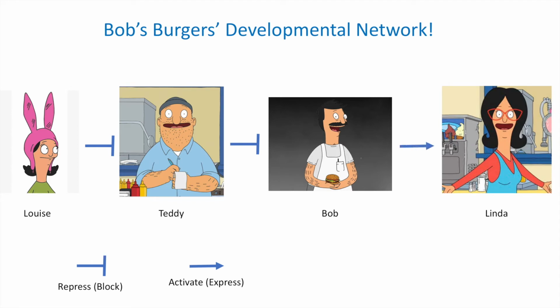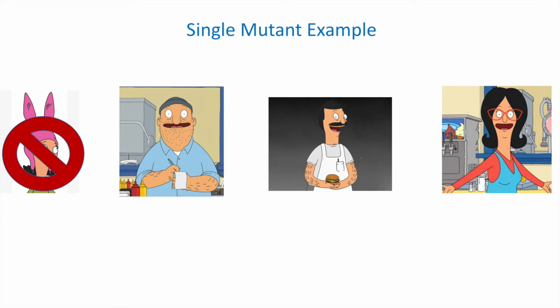Bob's expression then activates Linda so that she can deliver the food to the correct customers. Now we are going to go through a few examples.